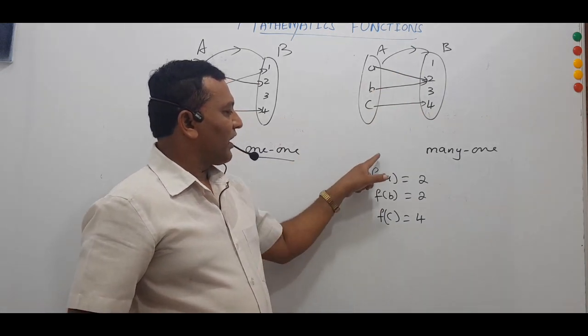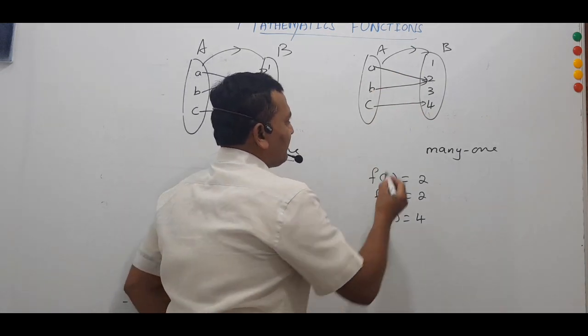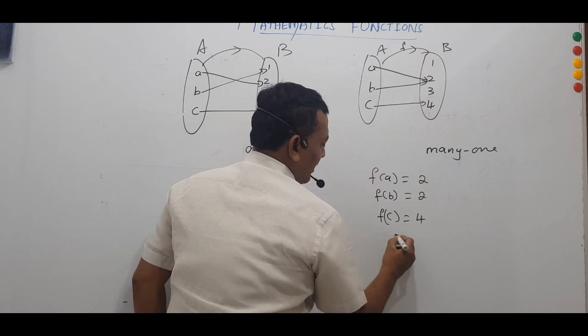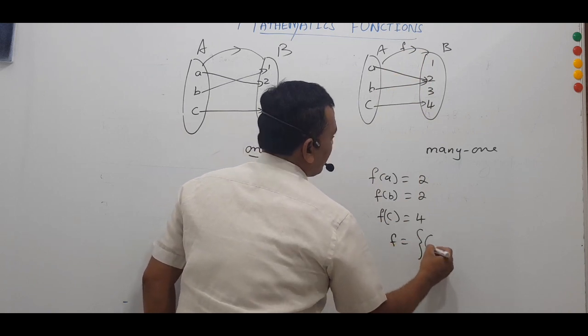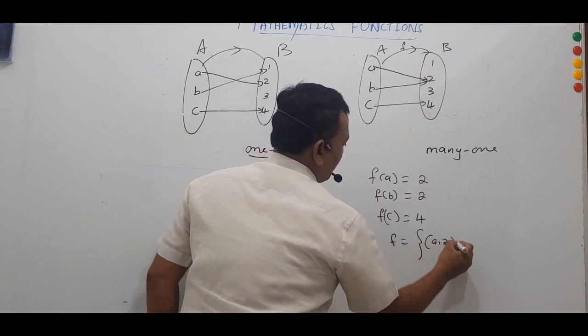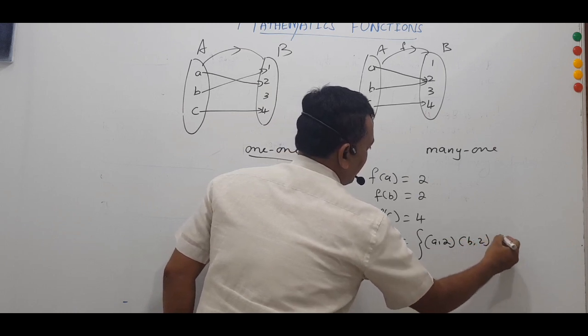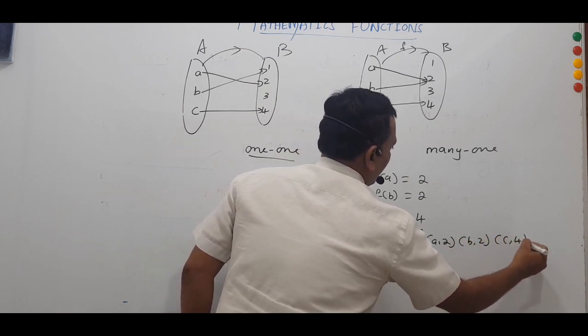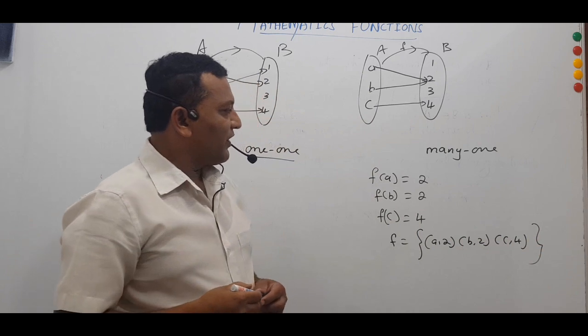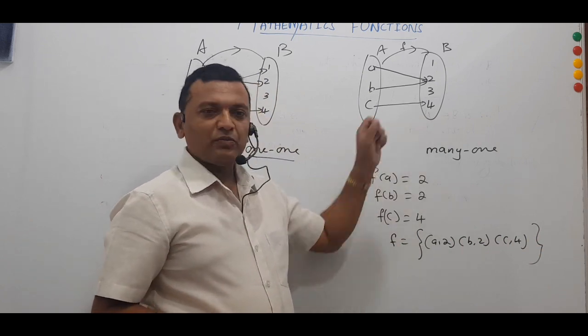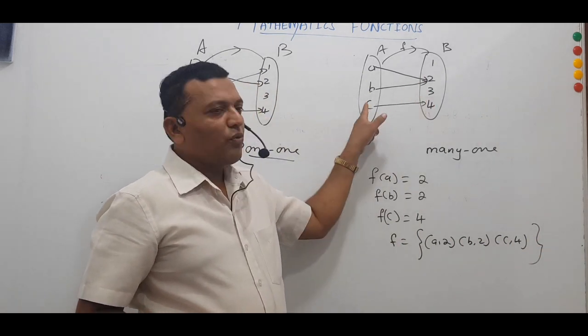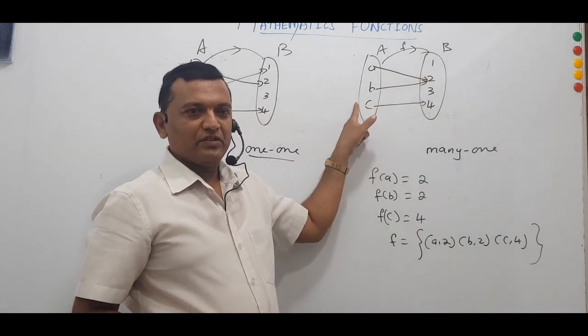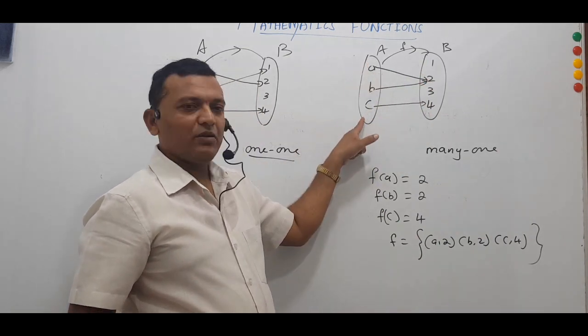And you can also note here, if you write this function in terms of ordered pairs, it becomes (a, 2), (b, 2), (c, 4). Now, all these first elements belong to A and second elements belong to B. 3 has no pre-image, 1 has no pre-image. Still, it is a function because all the elements of A have images.